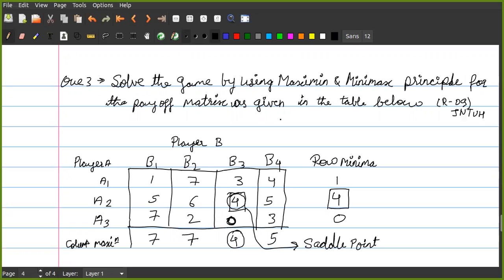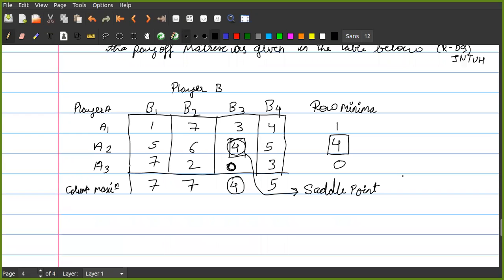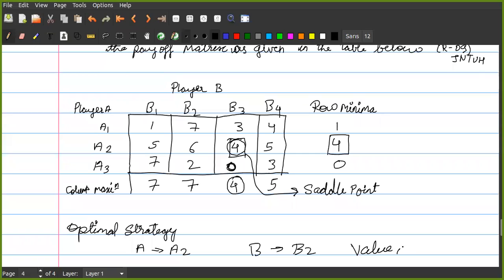So if we solve this problem, the problem is now solved. The optimal strategy for A is A2, for B it is B3. Value of game is 4. Correct? Yes, sir. Correct, students? Okay, so with this, I think we'll stop here.